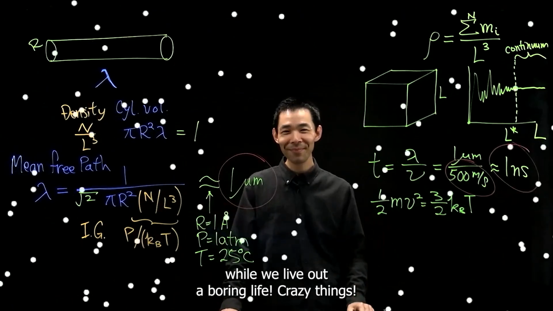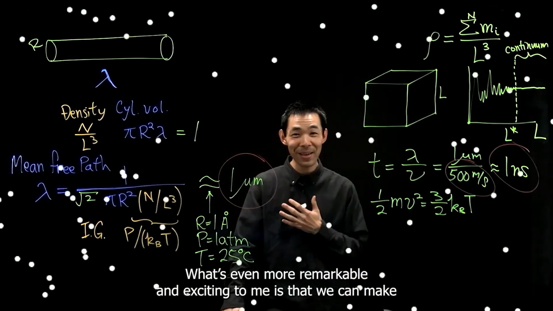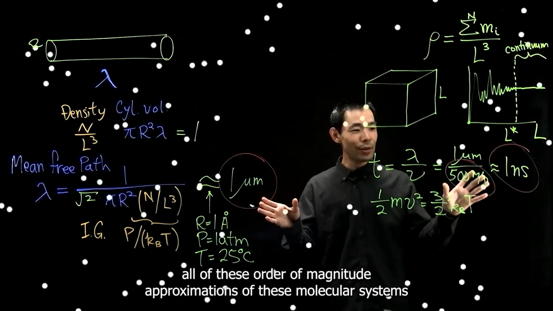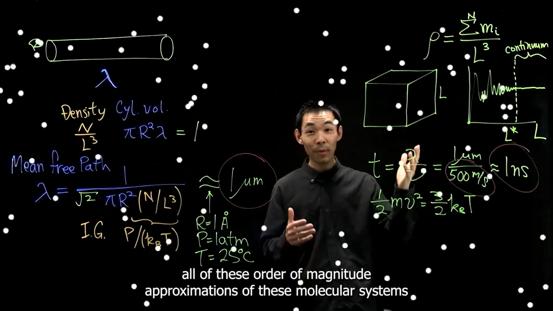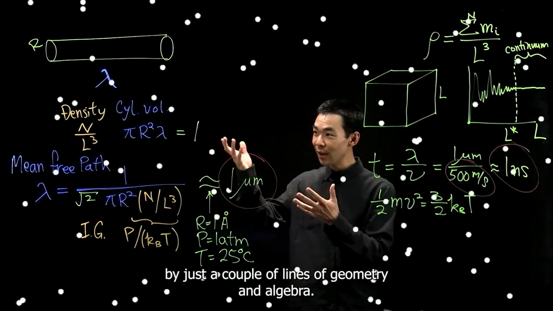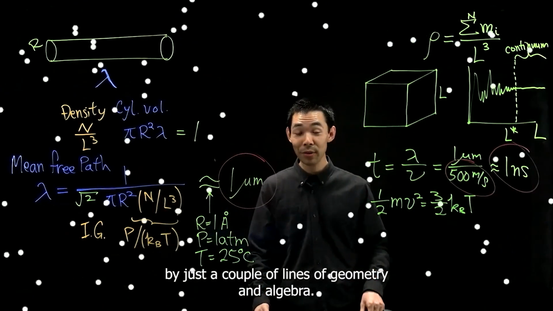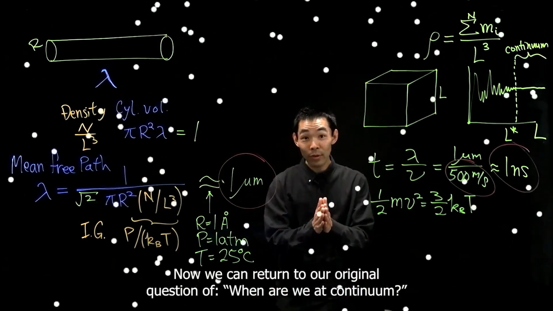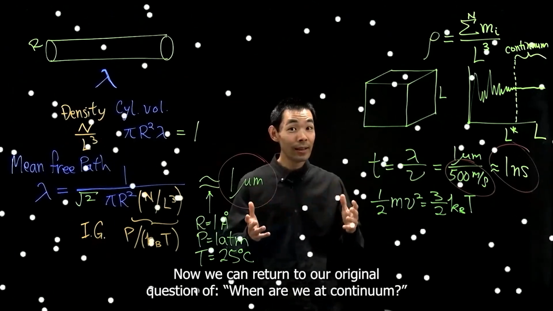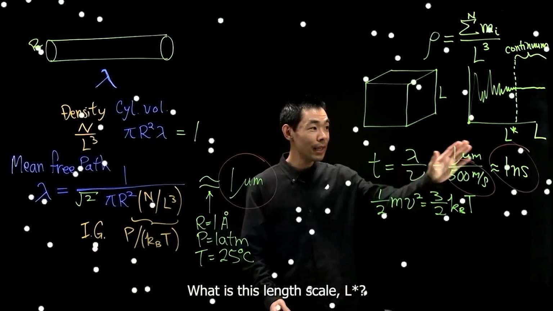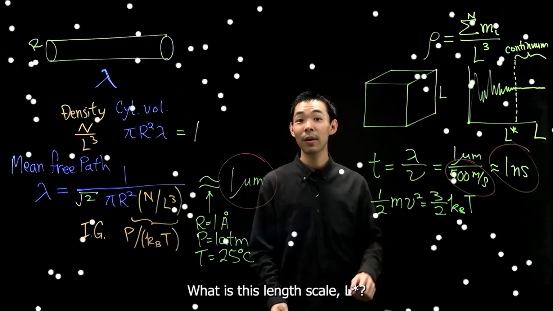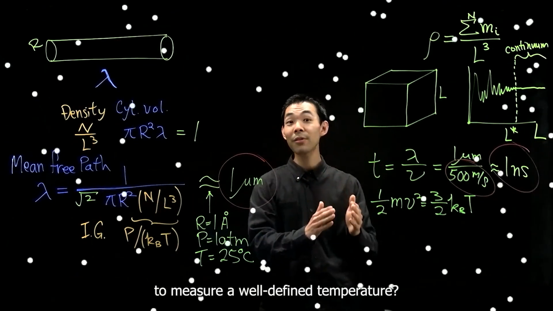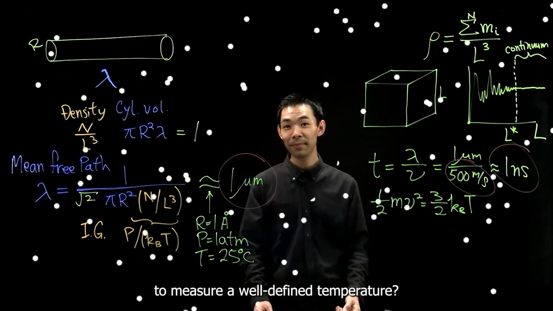Crazy things. And what's even more remarkable and exciting to me is that we can make all of these order of magnitude approximations of these molecular systems by just a couple of lines of geometry and algebra. It's so remarkable. And now we can return to our original question of, when are we at continuum? What is this length scale L star? How big does the tip of the thermometer need to be to measure a well-defined temperature?